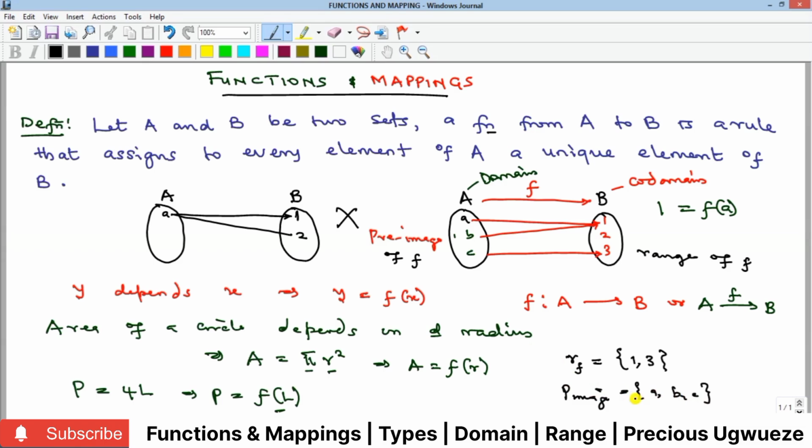As we go further, we are going to have some discussions involving these concepts: domain, codomain, range, pre-image, and all of that.